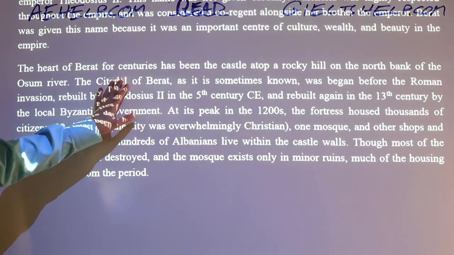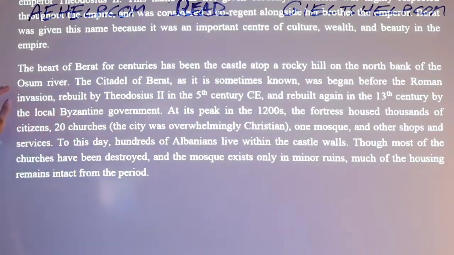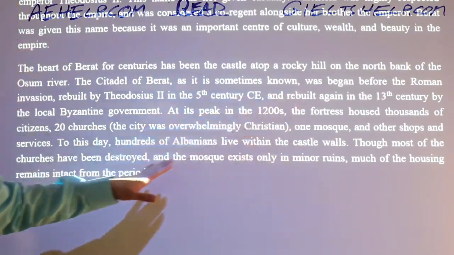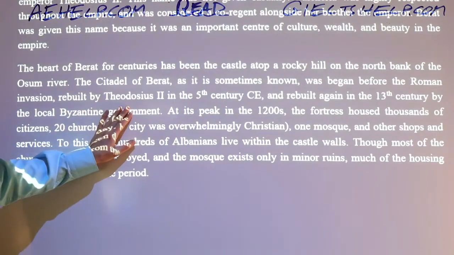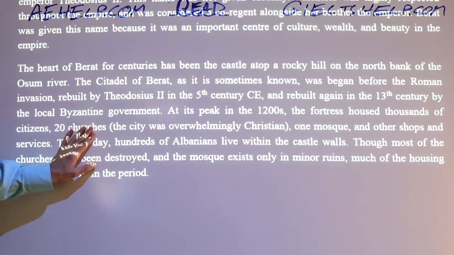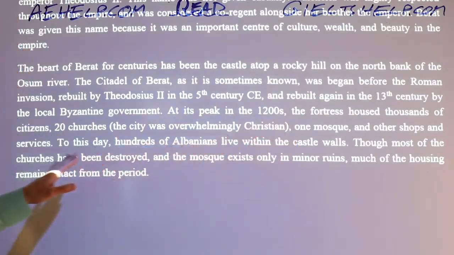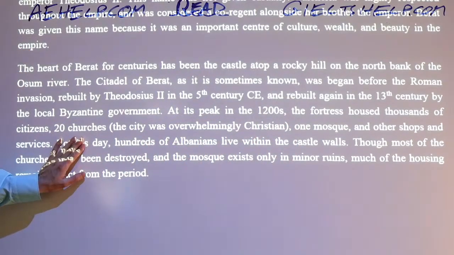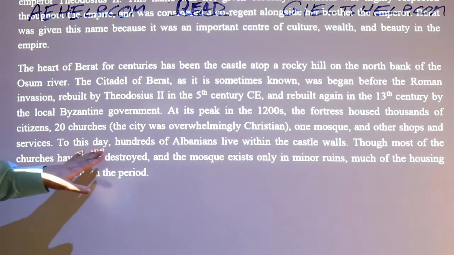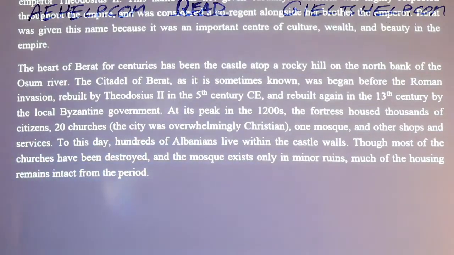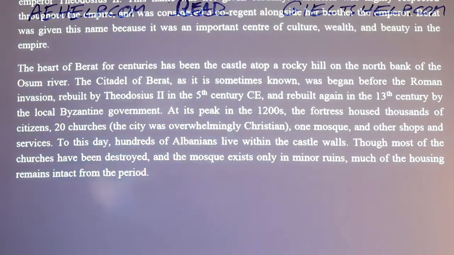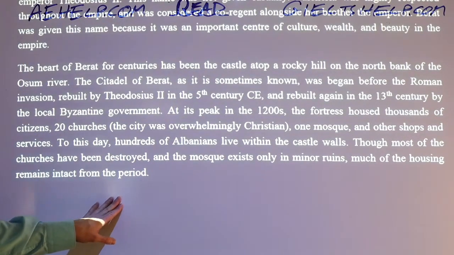The heart of Berat for centuries has been the castle atop a rocky hill on the north bank of the Osum River. The citadel of Berat, as it is sometimes known, began before the Roman invasion, was rebuilt by Theodosius II in the 5th century CE, and rebuilt again in the 13th century by the local Byzantine government. At its peak in the 1200s, the fortress housed thousands of citizens, 20 churches, one mosque, and other shops and services. The city was overwhelmingly Christian. To this day, hundreds of Albanians live within the castle walls, though most of the churches have been destroyed and the mosque exists only in minor ruins. Much of the housing remains intact from the period.